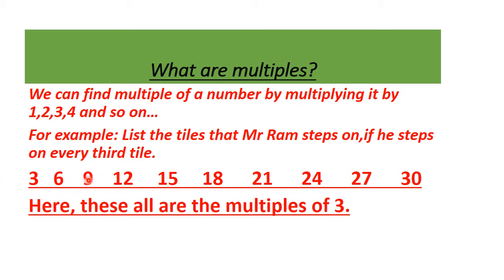So children, the numbers which I have written over here are all multiples of 3: 3, 6, 9, 12, 15, 18, 21, 24, 27, 30, 33, 36, 39, 42. All these numbers are multiples of 3. I hope this basic idea of multiples is clear to you. So let's move further.